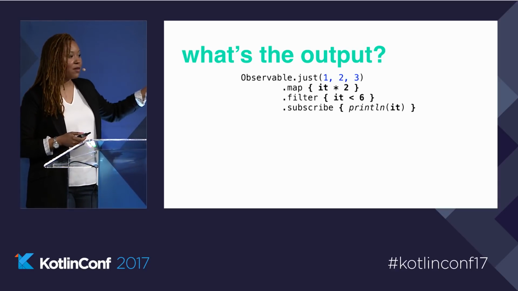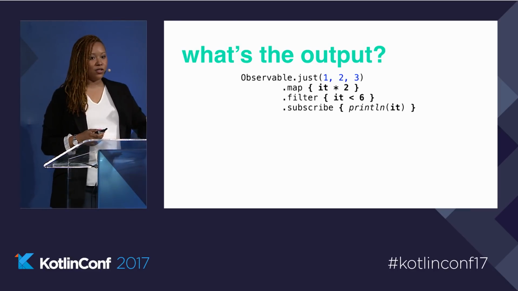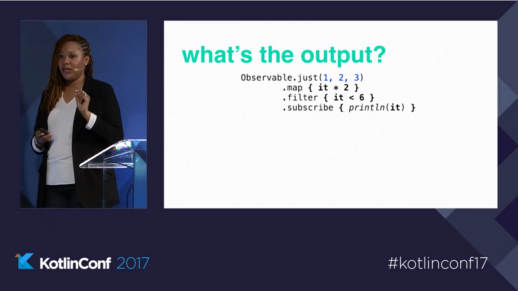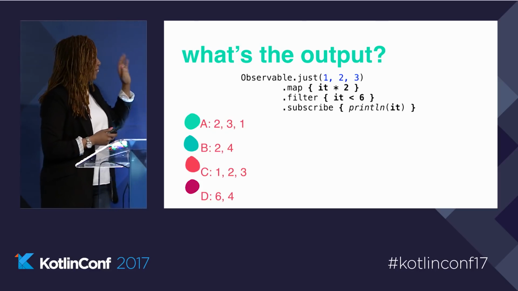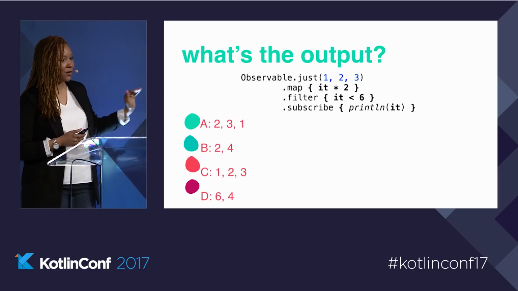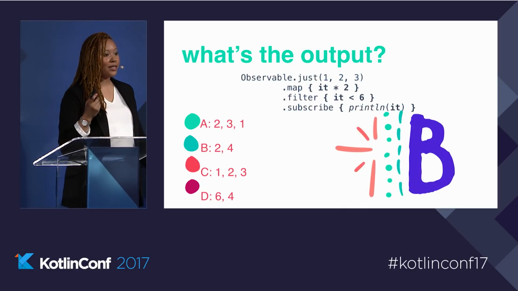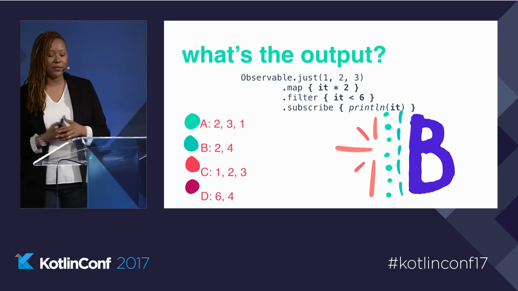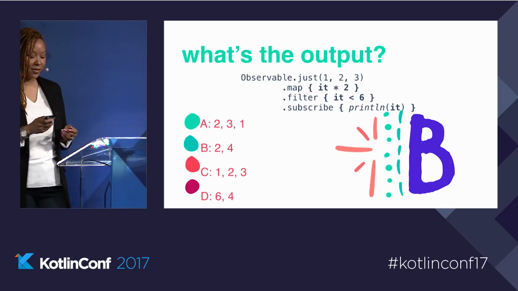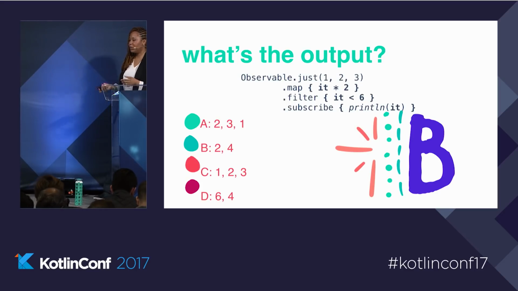We're going to take that same code, but this time we're going to add the filter, and we're going to reject things that are not less than 6. Okay, is it A, B, C, or D? It's going to be B, because the last number, 6, is obviously not less than 6. So hopefully you're starting to feel really comfortable with this very basic RxJava.